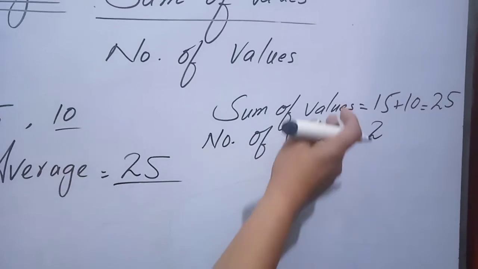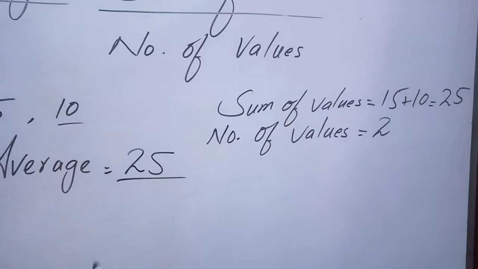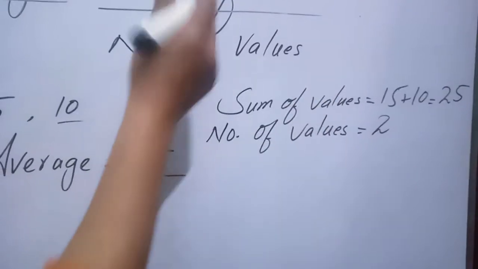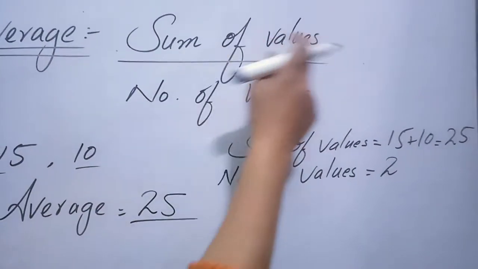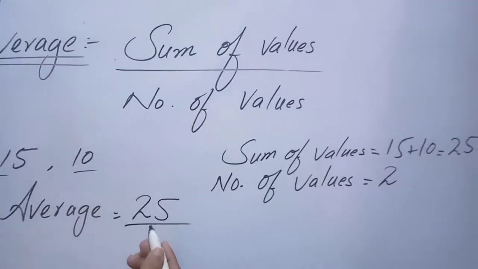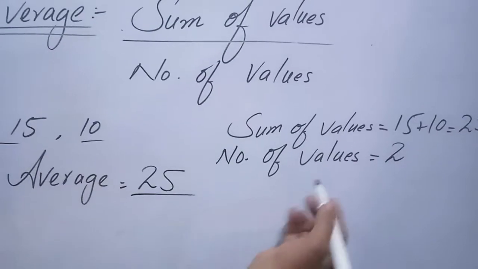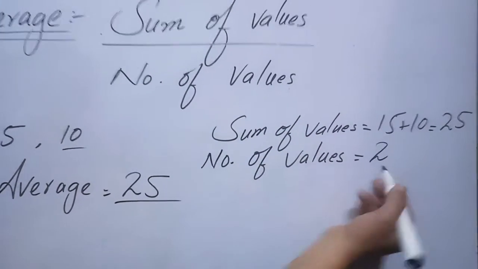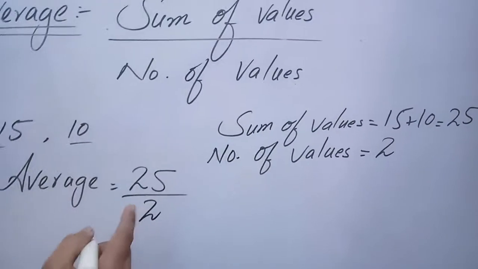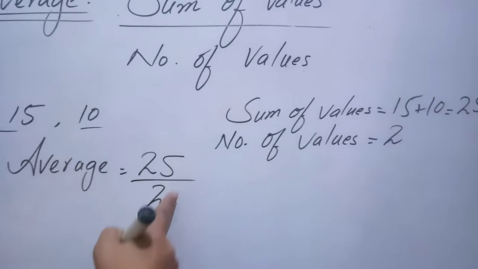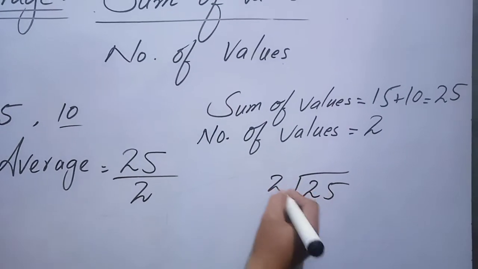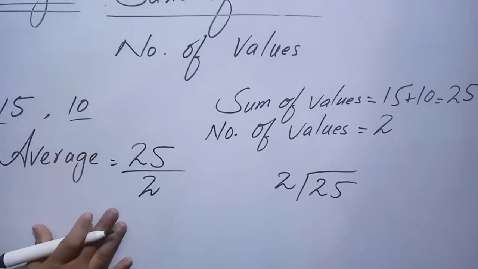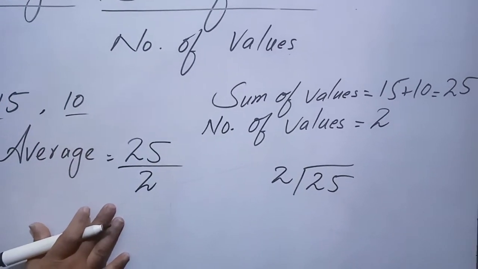Here, students, now we have both things, so just put these two things in the formula, then we can find the average. Here the sum of values is 25, so I will write 25 here, and in place of the number of values there is 2, so I will place 2 here. Now it means 25 is divided by 2. We will divide it, and when we divide it, it gives the answer of this average. I hope students you understand this topic.